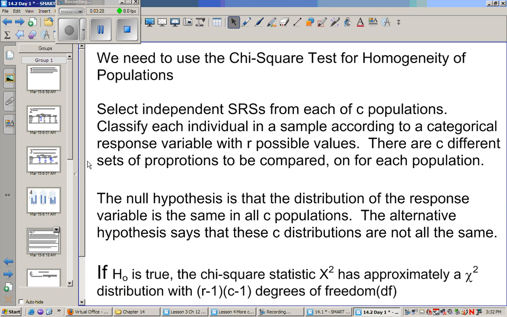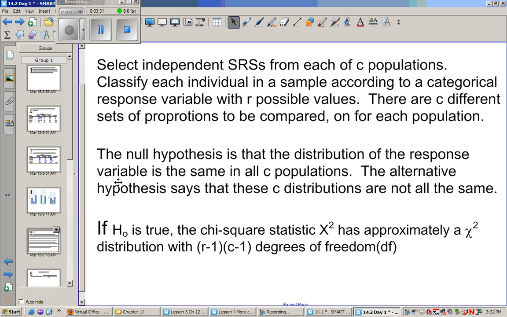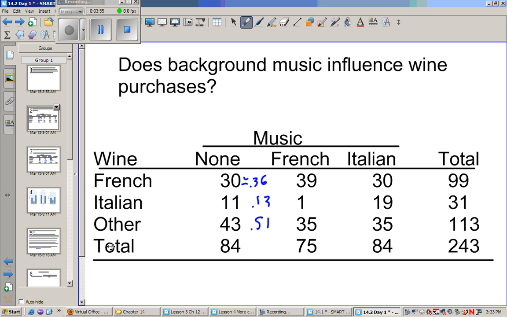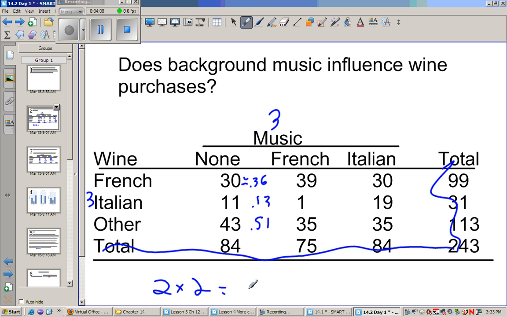If the null hypothesis is true, the chi-square statistic X squared has approximately a chi-square distribution with (r minus 1) times (c minus 1) degrees of freedom. So this is much different than before. It's 1 minus the rows and 1 minus the columns, and we multiply those two things together to get the degrees of freedom. If we went back to this, the totals don't count in that. So we have 3 rows and 3 columns. We subtract 1 from each, so that's 2 and 2. So here our degrees of freedom is 4.